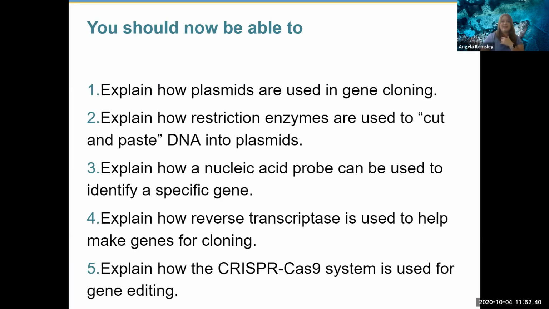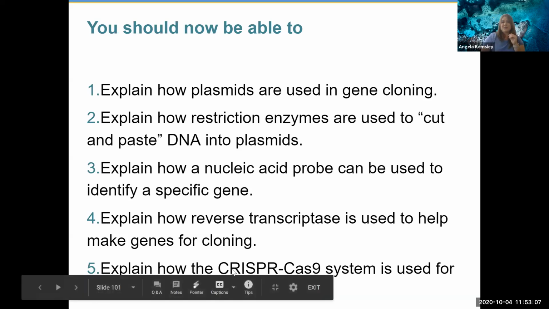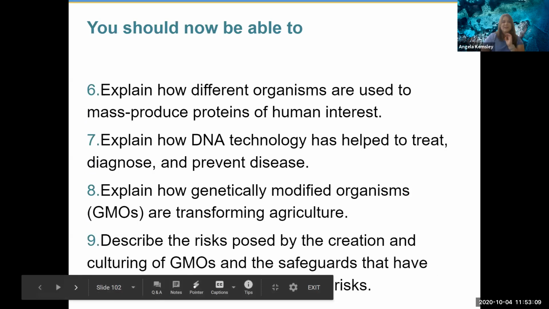All right, so now you should be able to explain how plasmids are used in gene cloning, and explain how restriction enzymes are used to cut and paste DNA into plasmids. Remember, restriction enzymes are used to cut, and we get our DNA ligase, another enzyme, used to paste. Explain how a nucleic acid probe can be used to identify a specific gene. Explain how reverse transcriptase is used to help make genes for cloning. We skipped over CRISPR, so you can read more about that in your book, but I'm not as concerned about that. Explain how different organisms are used to mass produce proteins of human interest.